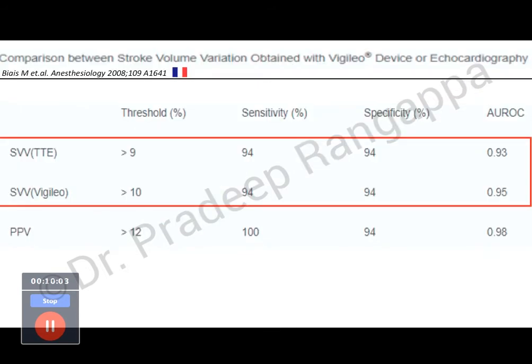This was a third study, again from the French group, which came in 2008. They compared stroke volume variation by echo with stroke volume variation by Vigileo. They saw that the sensitivity and specificity of both these tools were very similar and very good. The area under the curve is very good, which means both performed very similarly and there was no superiority of one over the other. So these are the three studies which tell us that SVV measured by a cardiac output tool is as good as stroke volume measured by echo.